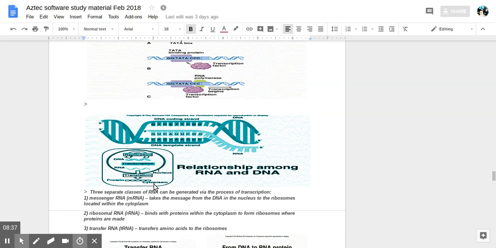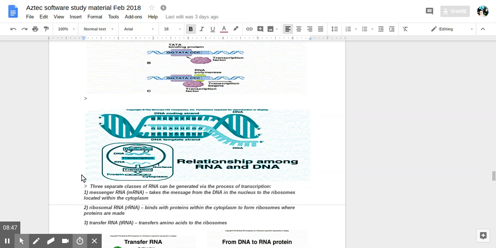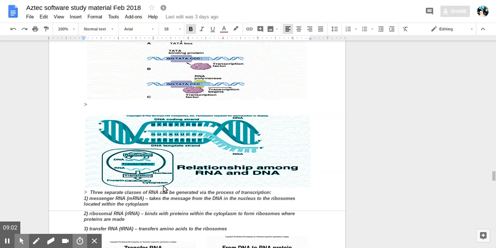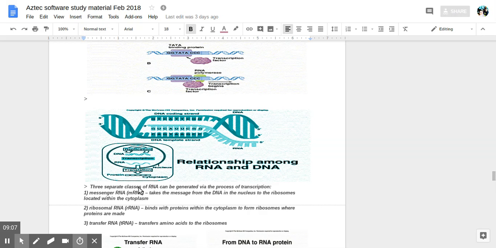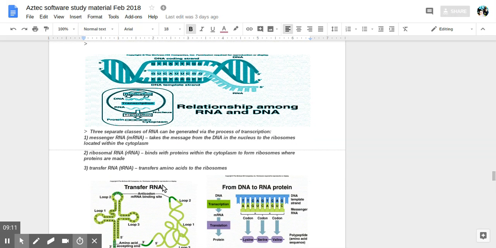And RNA, there's a messenger RNA, which takes the message from DNA to the ribosomes. Ribosomal RNA binds with proteins within the cytoplasm to form ribosomes where proteins are made. And transfer RNA transfers amino acids to the ribosomes in creating peptides or proteins. So those are the three kinds of RNA present that are made off of DNA.